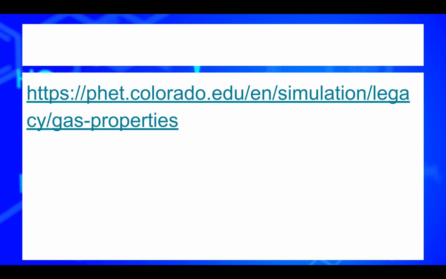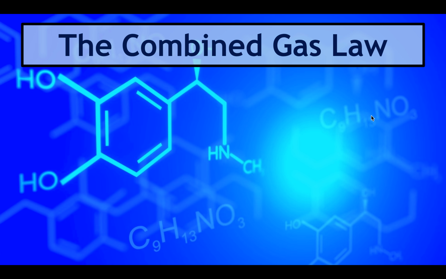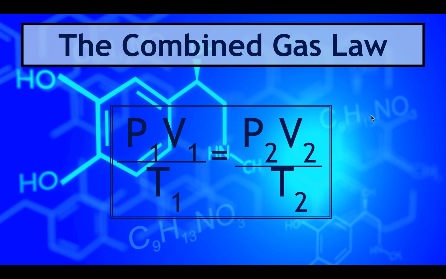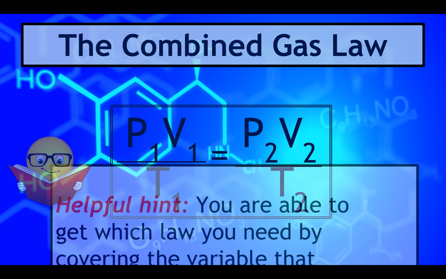We've looked at the PhET simulation. If you'd like to click on this link or go to this link yourself to explore gas properties, feel free to do so. Now, the combined gas law is P1 times V1 divided by T1, and I'll explain what those mean, equals P2 V2 over T2. So this is basically the pressure, volume, and temperature at the start, that's the 1, will equal the pressure, volume, and temperature at the end.